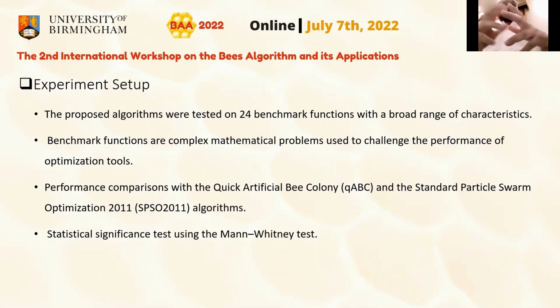The performance of the proposed algorithm was compared with a version of ABC called Quick Artificial Bee Colony, QABC, and the standard particle swarm optimization 2011, SPSO 2011 algorithm, because they are the latest of these two types of optimization algorithm. The statistical significance was tested using the Mann-Whitney test.